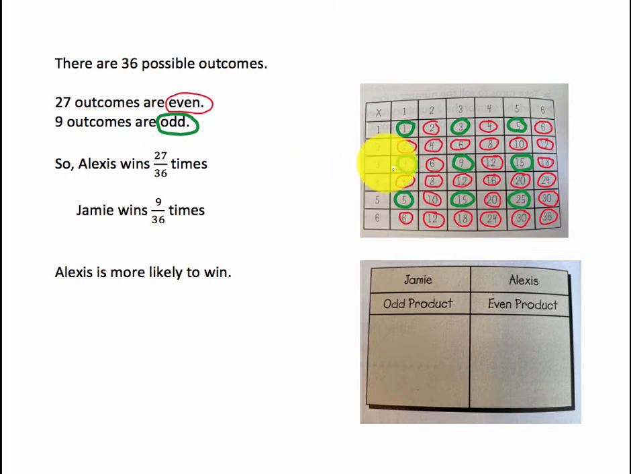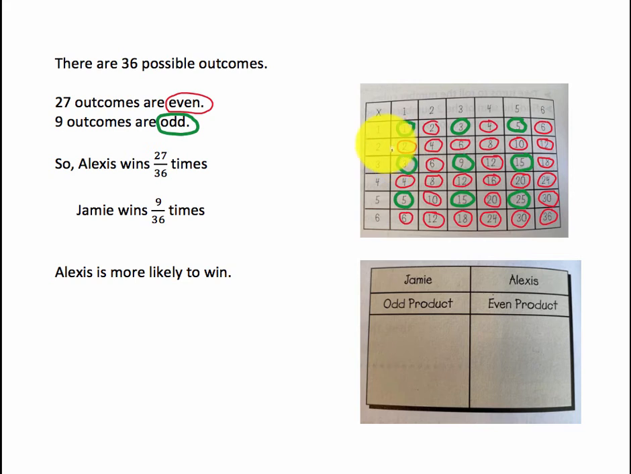Okay, so you can tell here that there are definitely more red than green. So red was even, and Alexis got a point if the number was even. So in this game, Alexis is most likely to win. You might think, well, there's an equal number of even numbers and odd numbers on the dice, so why does one person have a greater chance of winning?